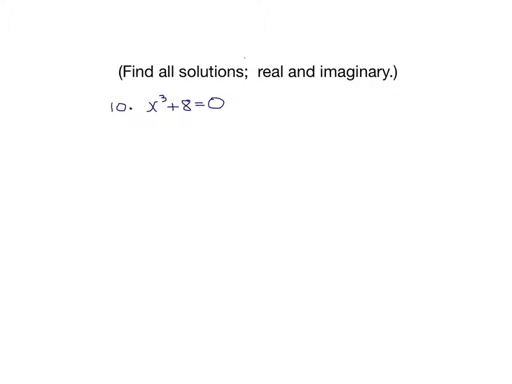Now, a common mistake here is people are going to just try to move the 8 over by subtracting it, and then they're going to cube root both sides. You will miss out on the imaginary. You will only get the real root.